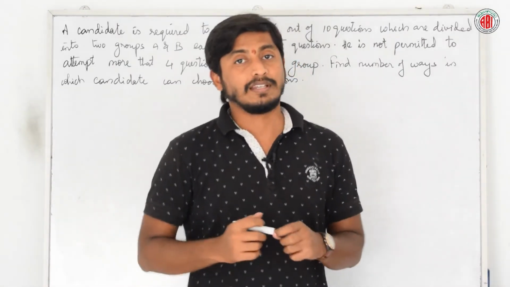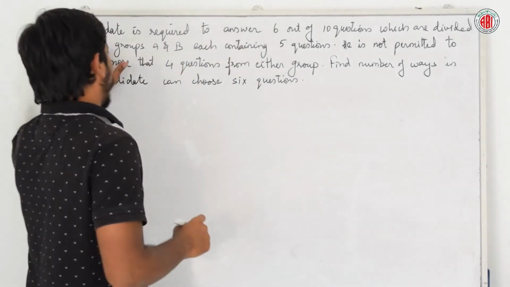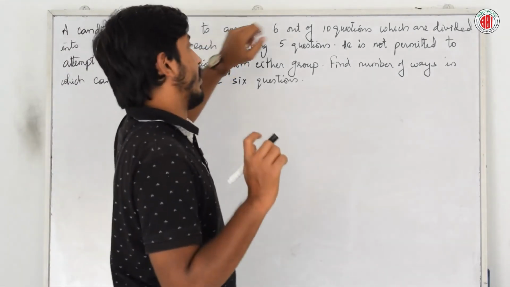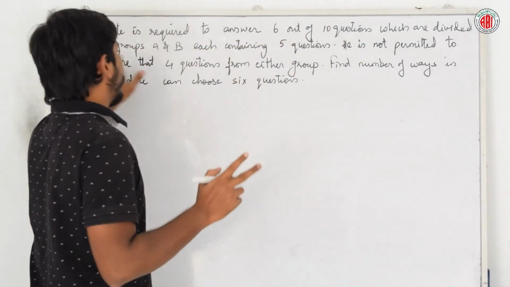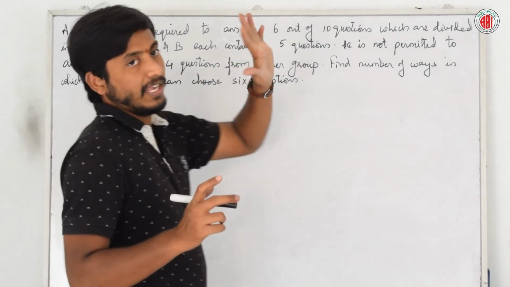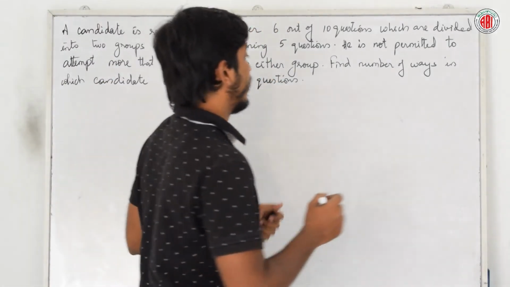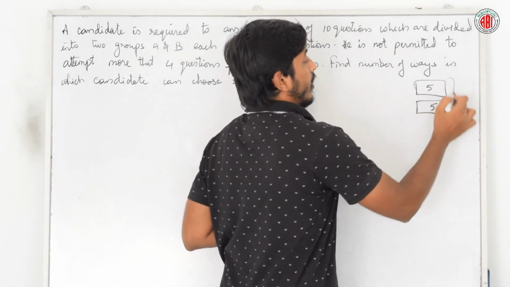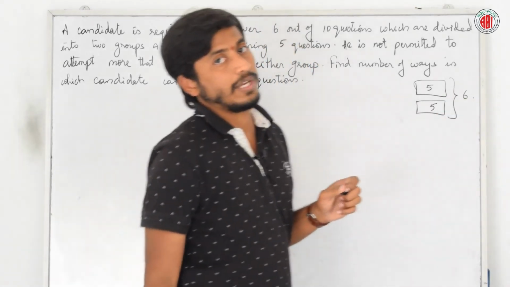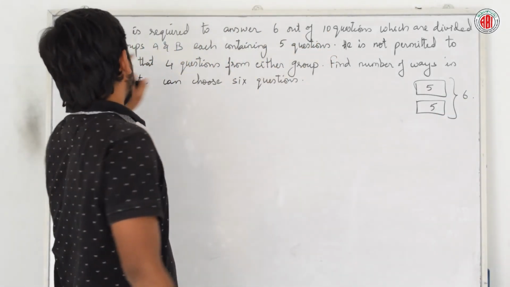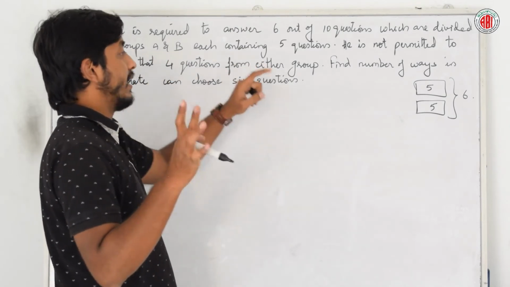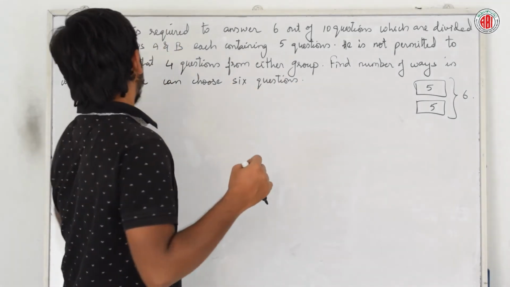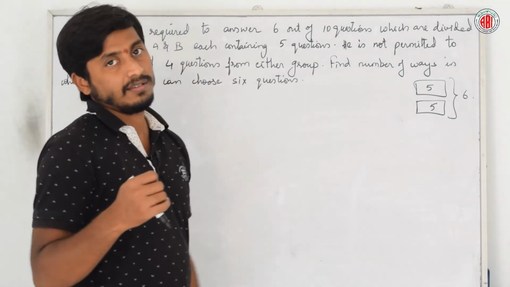Let's do. Look at the next question here. He is asking us, a candidate is required to answer 6 out of 10 questions, which are divided into 2 groups A and B. Each group carries 5 questions. There are 5 in group A, 5 in group B, out of which we have to attempt 6 questions. Then he is not permitted to attempt more than 4 questions from either group. Okay, the maximum is 4 you can attempt. Find the number of ways in which he can choose 6 questions.